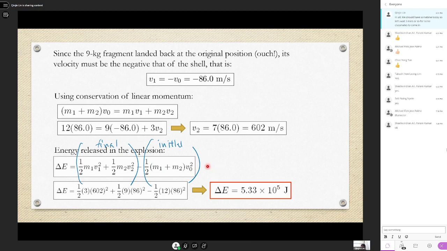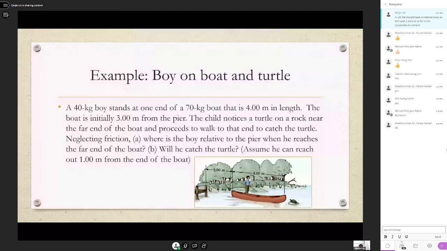Okay, so this back part here is conservation of energy. Initial, you have less energy. Final, you have more energy. The difference, right, must come from the energy released from the explosion to give the system so much mechanical energy. Okay, any questions? If not, then we continue.